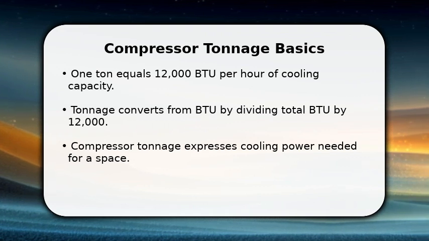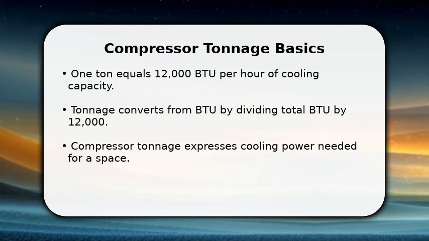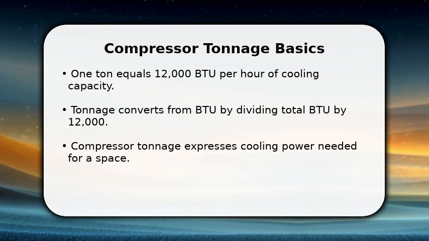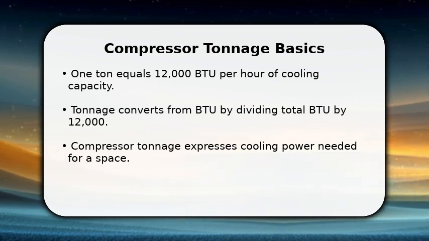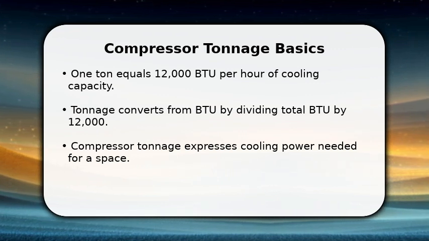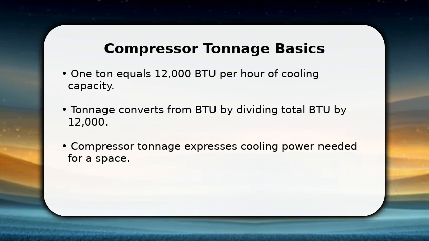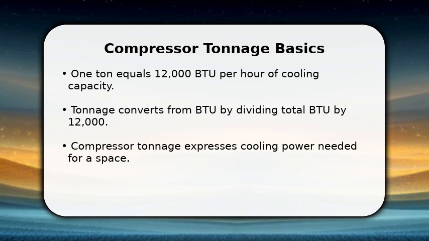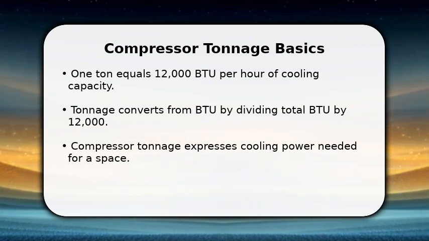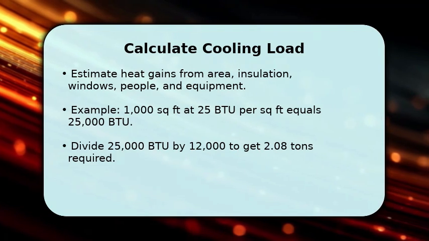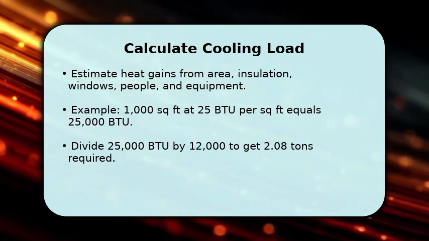Understand that BTU totals come from combined heat gains in a space. These gains determine the compressor tonnage required for steady temperature control. Start by estimating heat gains from area, insulation, windows, people, and equipment. For a quick example, use 1,000 square feet at 25 BTU per square foot.